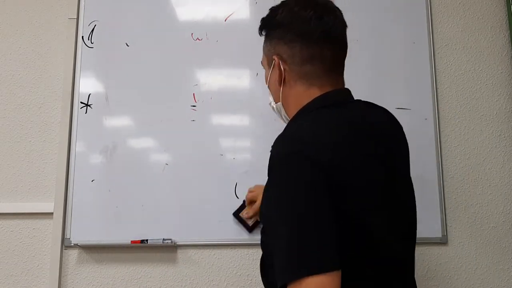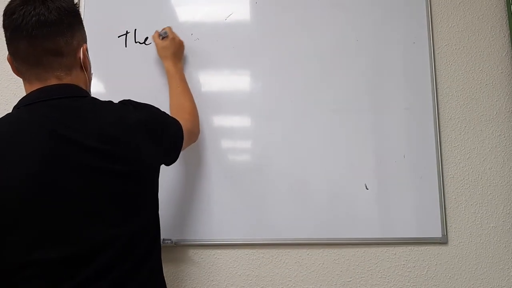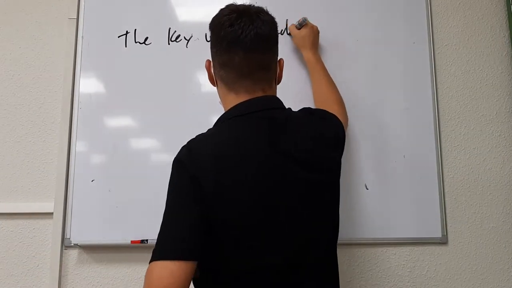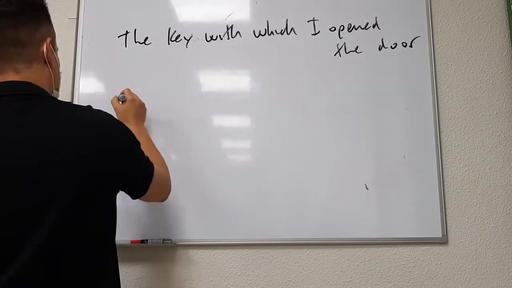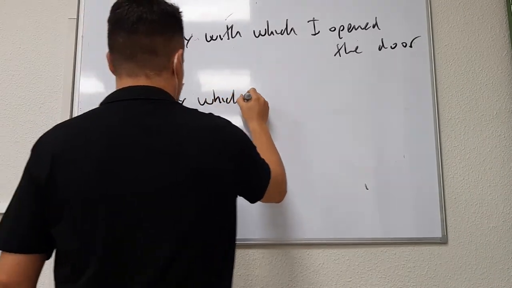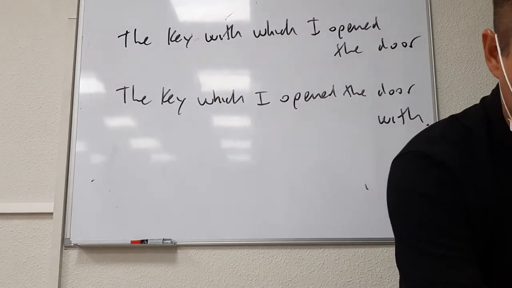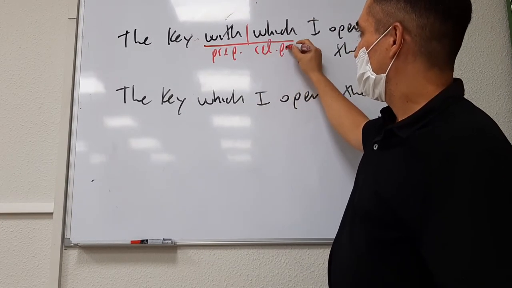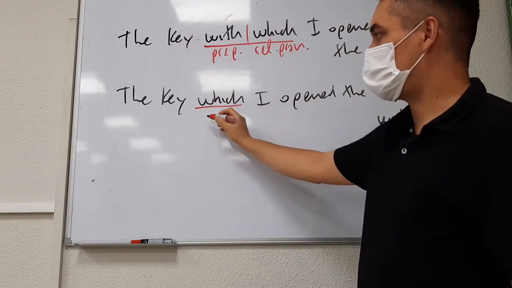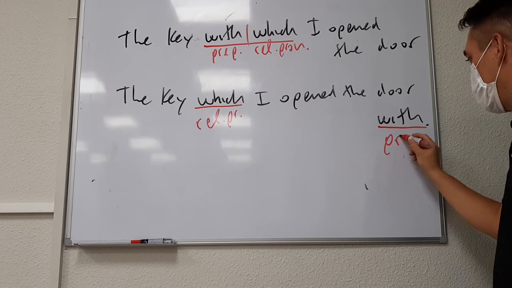Okay, now, let me erase this. One final piece of explanation before we finish for today. Okay, have a look at this. The key with which I open the door. And the key which I opened the door with. With which? What is with? Preposition. What is which? Relative pronoun. Which? Relative pronoun. What is the preposition? The end. Oh, yeah, it's here. It's at the end. Preposition.